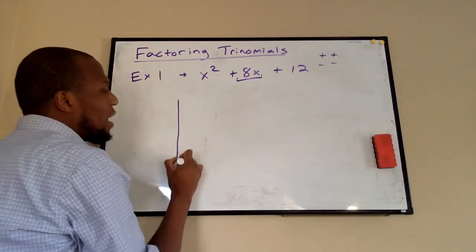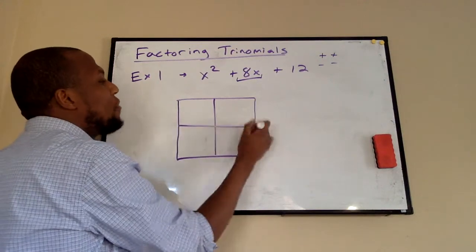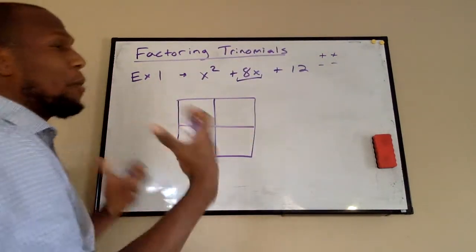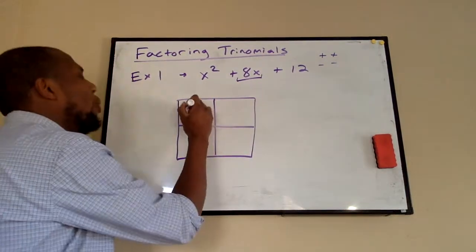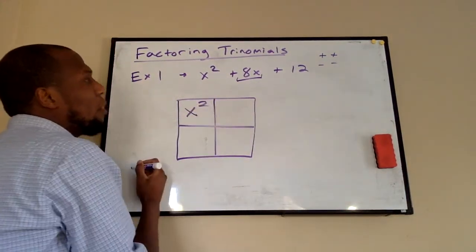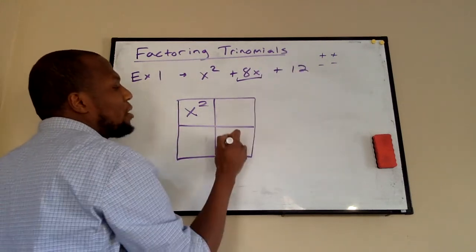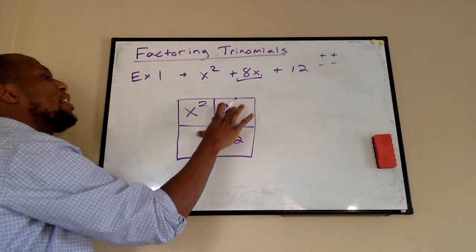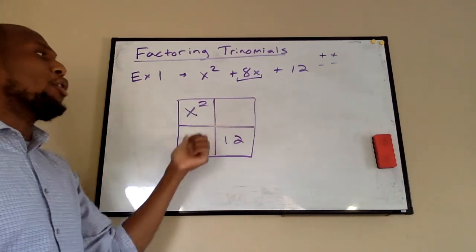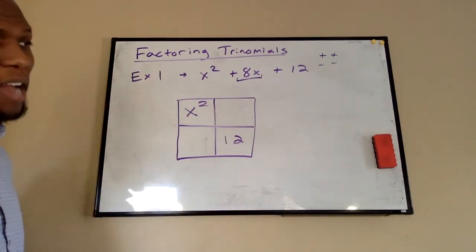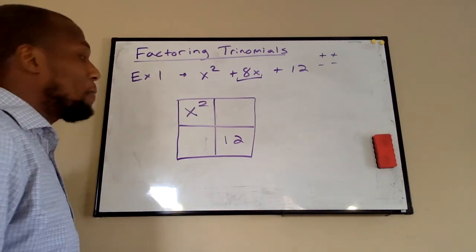So setting up the box, just like what we did with the multiplication, we're doing the same thing, but just in reverse. We know that x squared is going to go there. We know that this final term is going to go down here, and what we need to do is find the two numbers that would go in those two boxes so then we can factor out a GCF and get our two factors, okay?